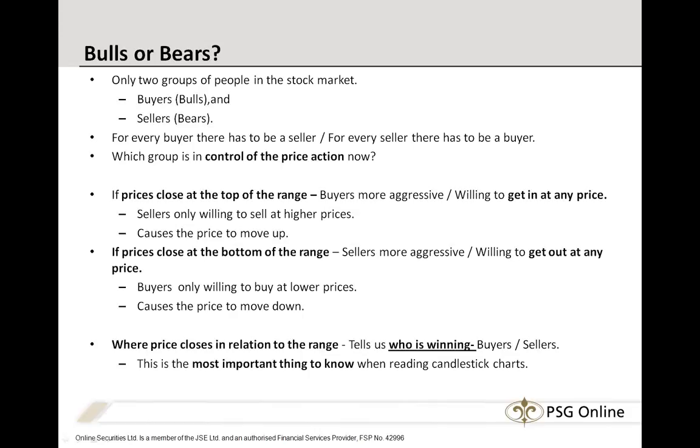If the market's going up, obviously there must be more buyers than sellers. If the price is falling, there must be more sellers than buyers. So this just gives you a bit of indication. I always ask that question: who's in control? Alternatively, who's winning right now? So it's important to know when looking at the charts.